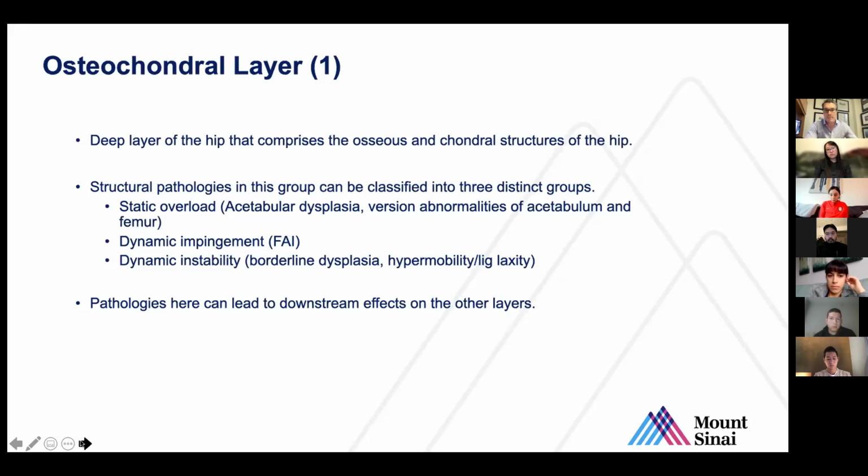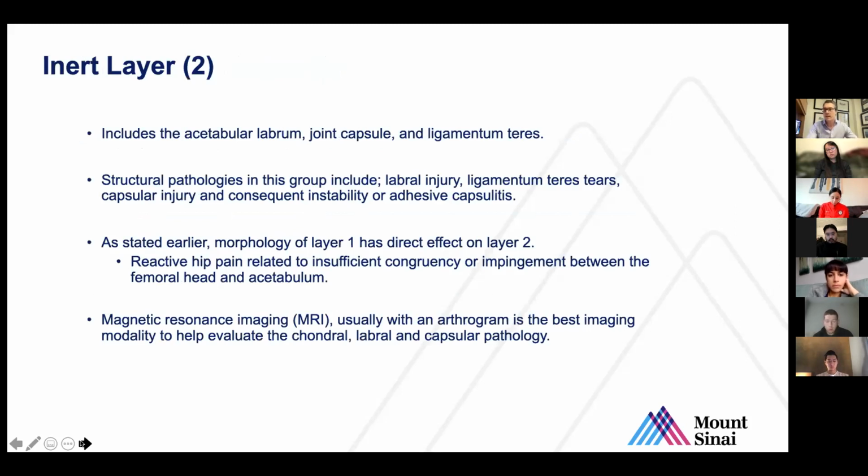And then we have dynamic impingement, which is femoroacetabular impingement, FAI, which can be CAM, pincer type, mixed or combined, both CAM and pincer, and it can also be a subspine impingement as well. And then dynamic instability, if you have borderline hip dysplasia or a hypermobile patient with ligamentous laxity. Again, these pathologies can affect downstream layers, and you'll see what we mean by that. That's important because I think that's often missed. And having done my training in both arthroscopic and open hip, on the open hip side of things you really were able to identify how the downstream layers are affected.